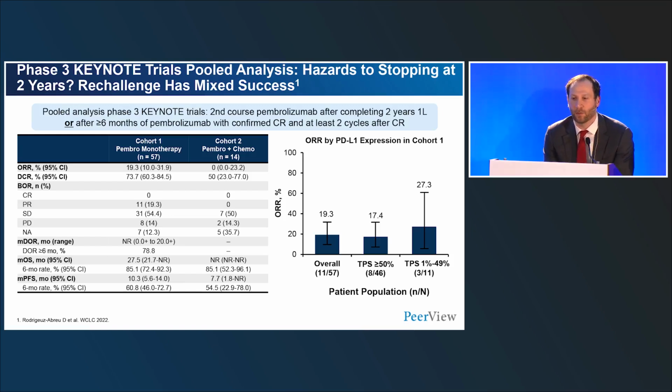And you see the data is sort of mixed in terms of the response rate, about a 20% or 19% response rate in pembro monotherapy, and then patients who had previously received pembro chemo had a 0% response rate. Sorry, I'm having a tough time seeing the numbers from here.